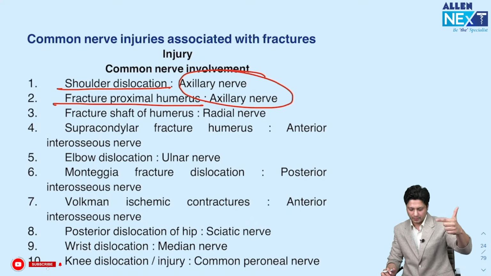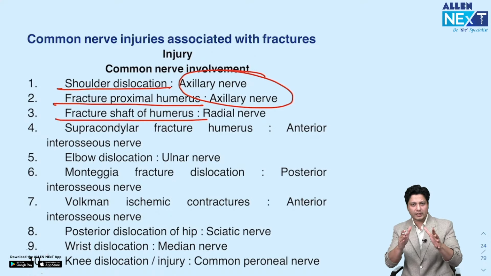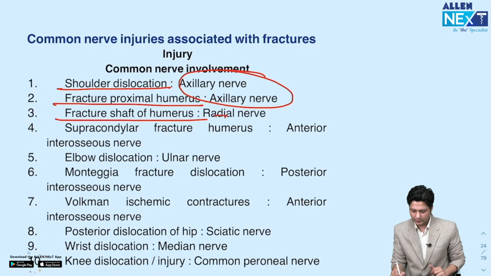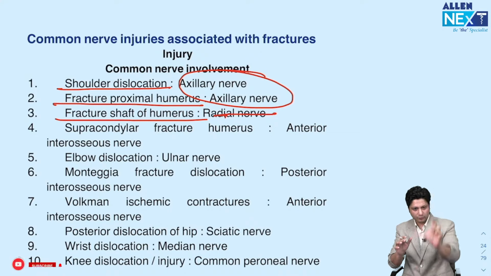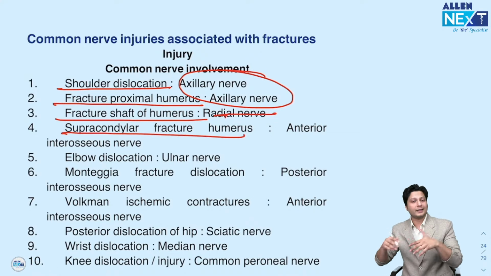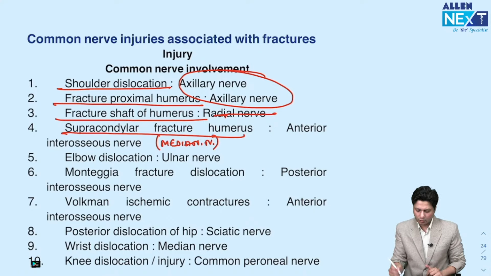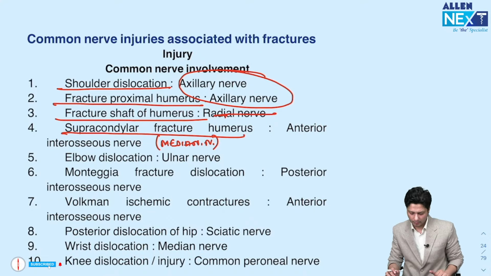Next, if there is a fracture in the shaft of the humerus, again this is something which you are aware of. If there is a fracture of the shaft of the humerus, the radial nerve will be injured because it is directly related to the shaft of the humerus along the axis. Then if there is a supracondylar fracture of the humerus, it is the anterior interosseous nerve, which is a branch of the median nerve, which is injured. So you should be aware of what all are the clinical features, as we are going to talk about it later.